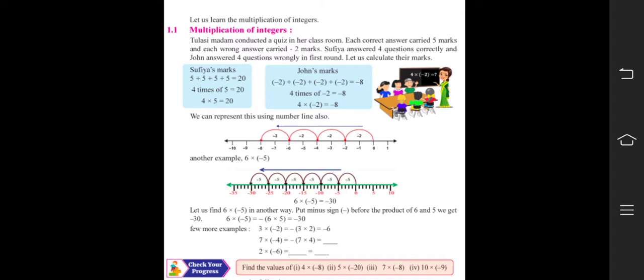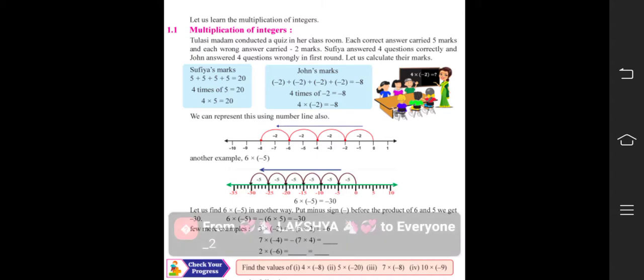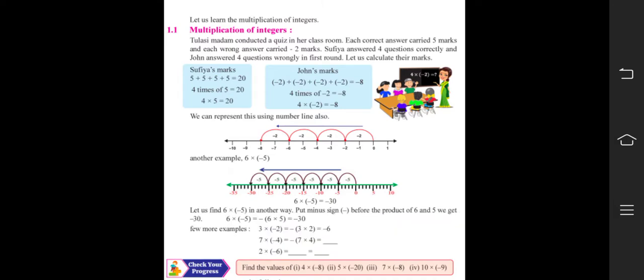And John's marks. John answered 4 questions wrongly. How many marks are carried for each wrong answer? Minus 2 marks. So minus 2 plus minus 2 plus minus 2 plus minus 2. What is the answer? Minus 8. So 4 times of minus 2 is minus 8. 4 into minus 2 equal to minus 8.